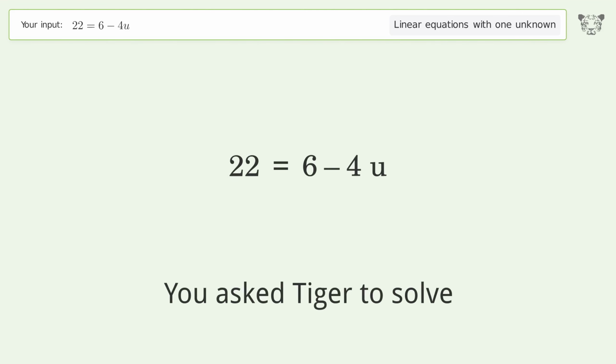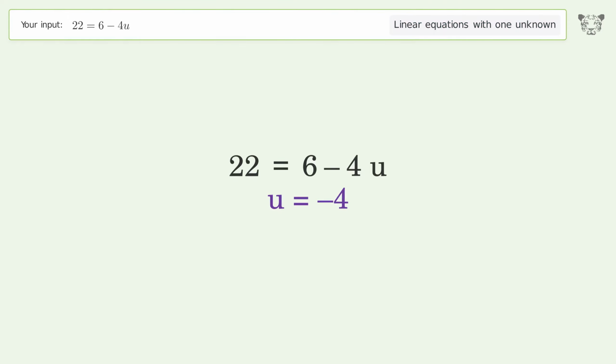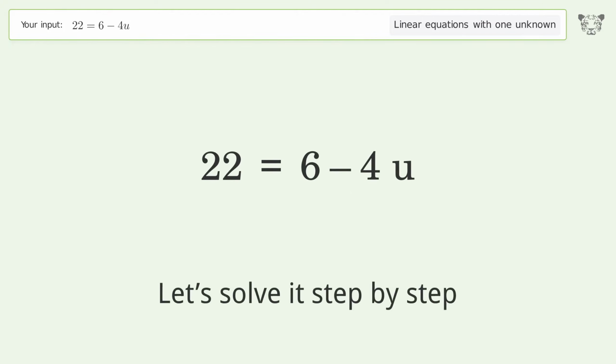You ask Tiger to solve this. It deals with linear equations with one unknown. The final result is u equals -4. Let's solve it step by step.